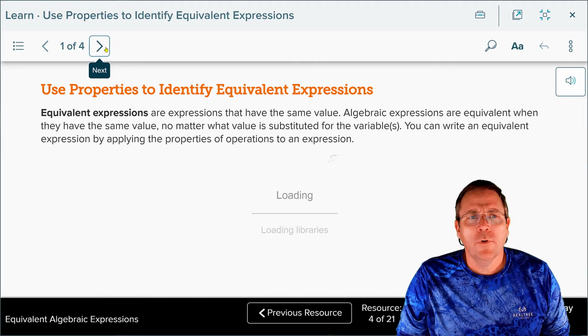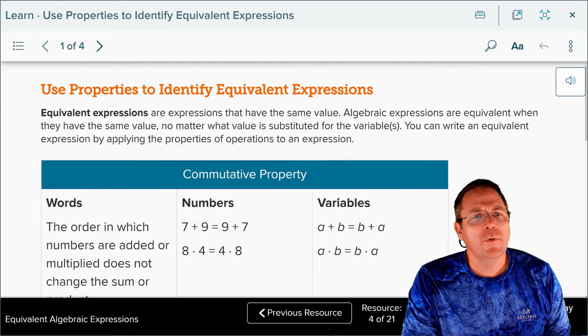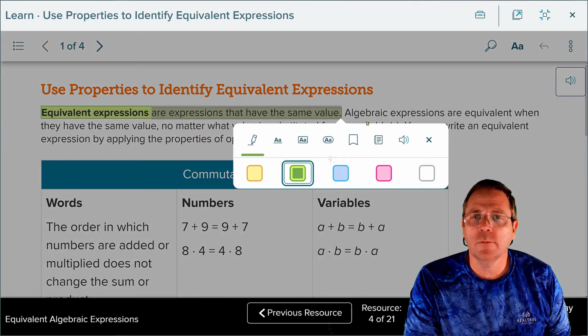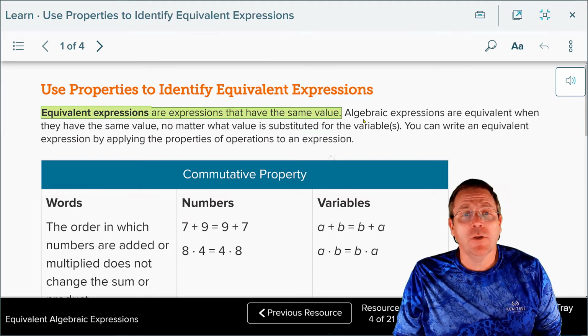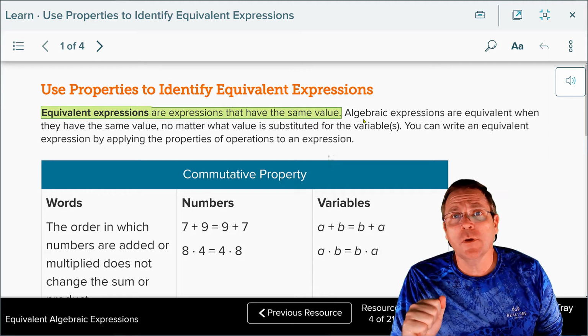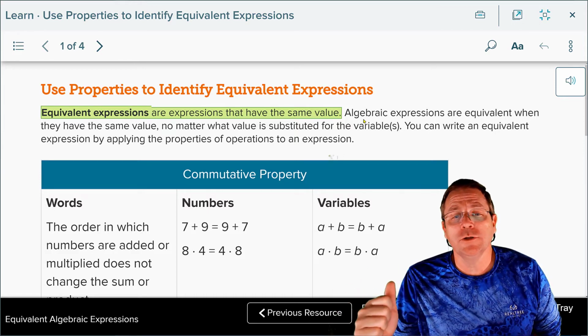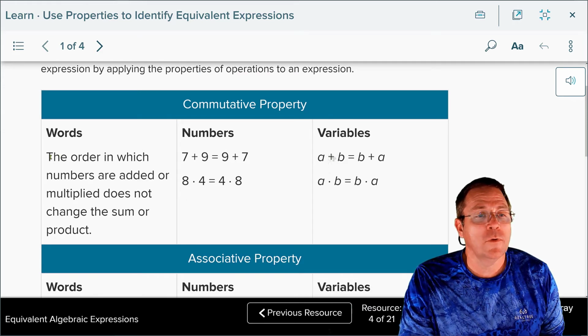And with all that said, let's actually start doing the learn activities. Equivalent expressions are expressions that have the same value. Vocab word. Algebraic expressions are equivalent when they have the same value no matter what value is substituted in for the variables. You can write an equivalent expression by applying properties of operations to an expression. And here you can see in numbers and words, the order in which the numbers are added or multiplied does not change the sum or product.